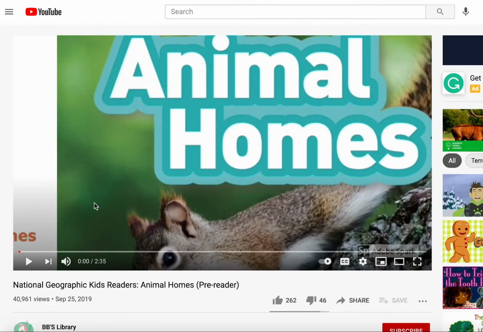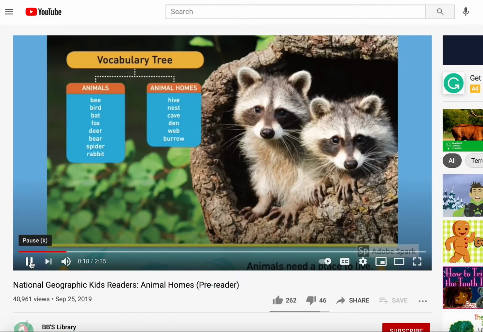Please pay attention to this cute girl who's reading this book. Hello everyone, welcome back to Ambi's Science Discovery channel. Today I'm reading Animal Homes. Will you read with me? Okay, let's get started. Vocabulary: tree, animals, bee, bird, bat, fox, deer, bear, spider, rabbit. Animal homes: hive, nest, cave, den, web, burrow.